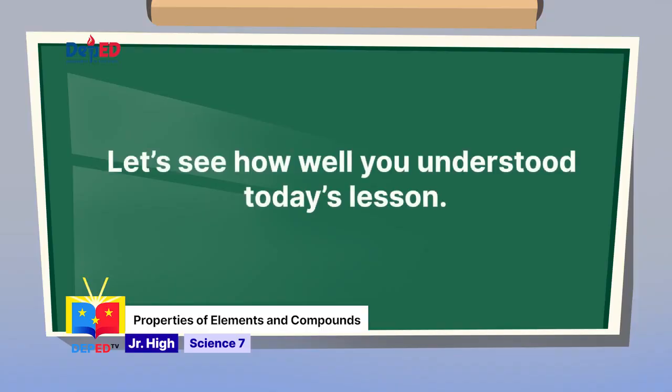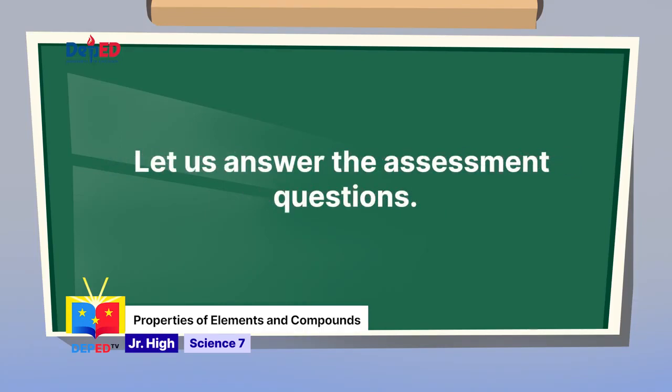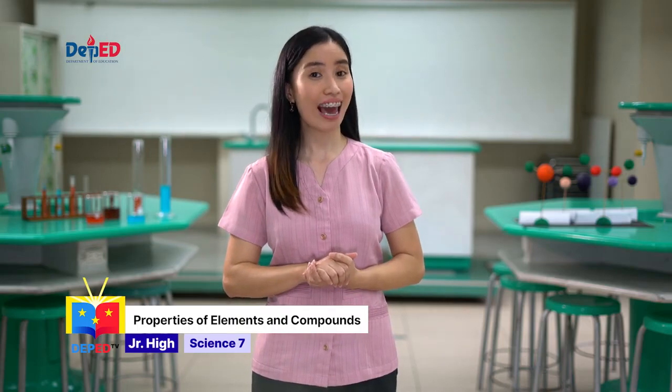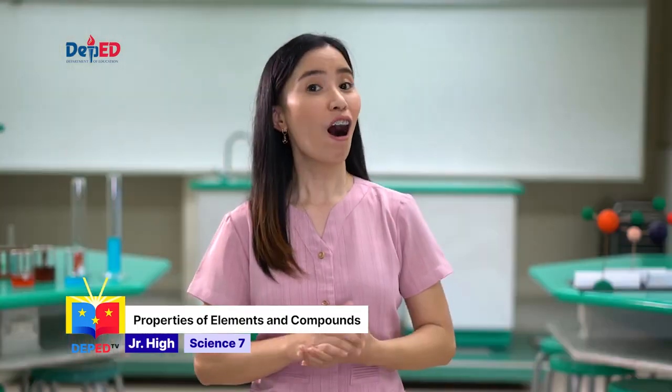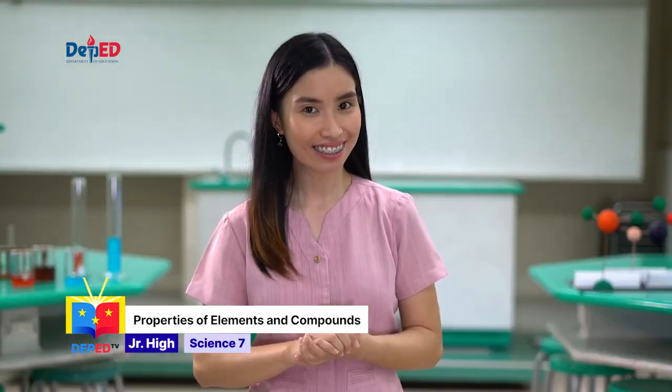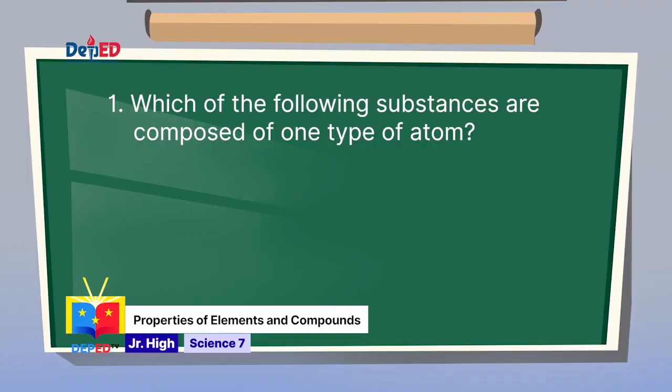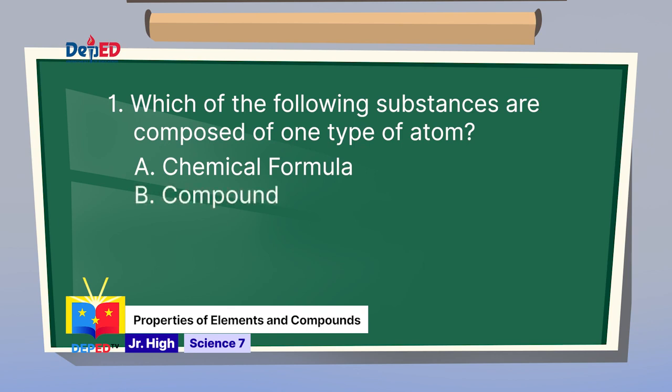Let's see how well you understood today's lesson. Let us answer the assessment questions. Prepare your pen and your paper. Are you ready? Let's start! Number 1. Which of the following substances are composed of one type of atom? A. Chemical formula. B. Compound. C. Element. D. Mixture.